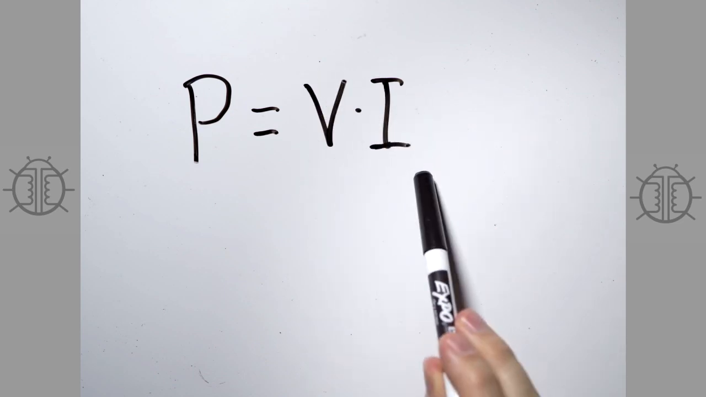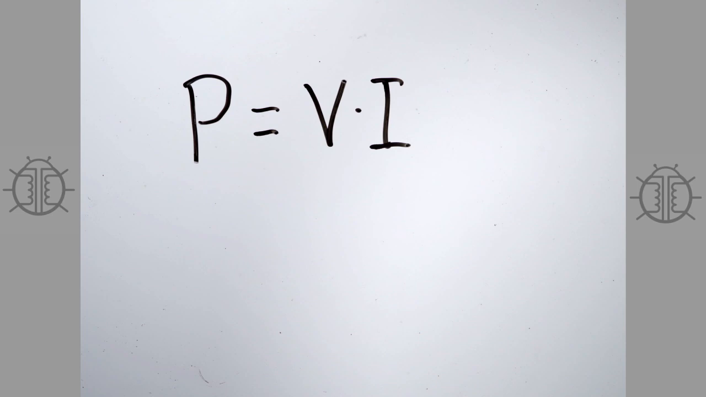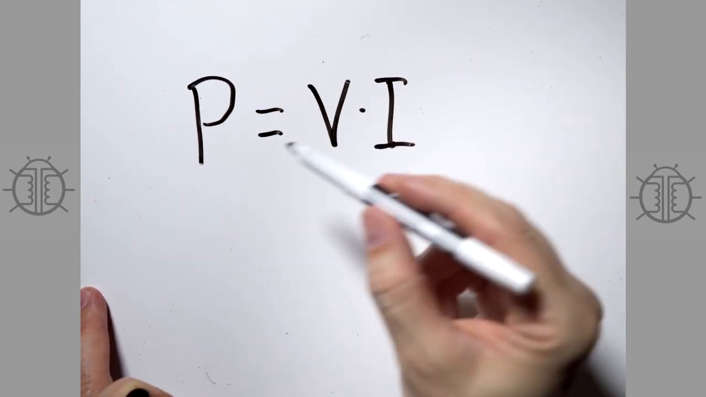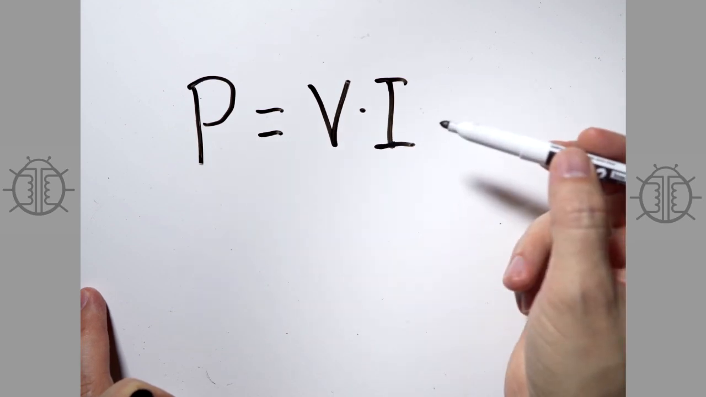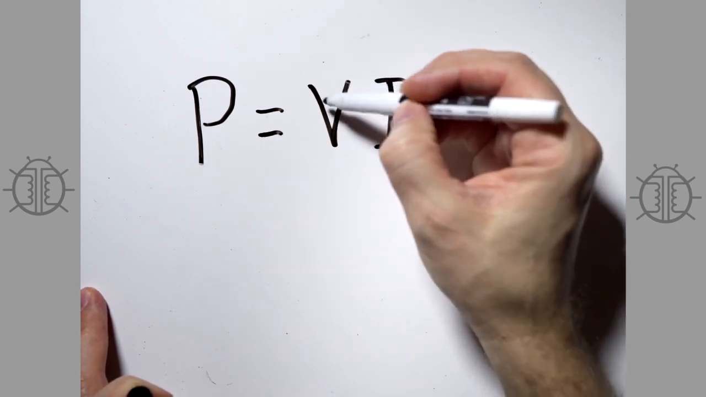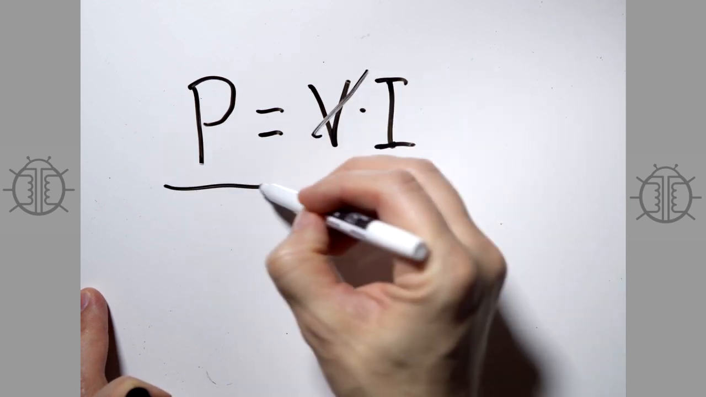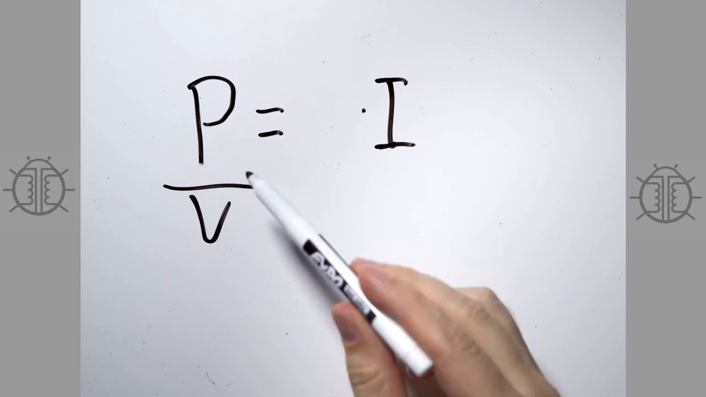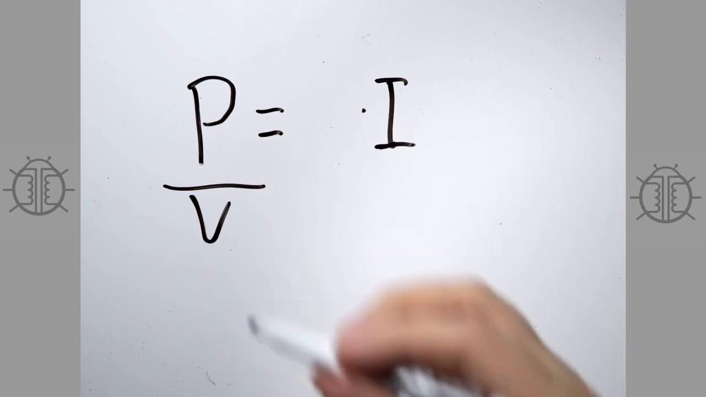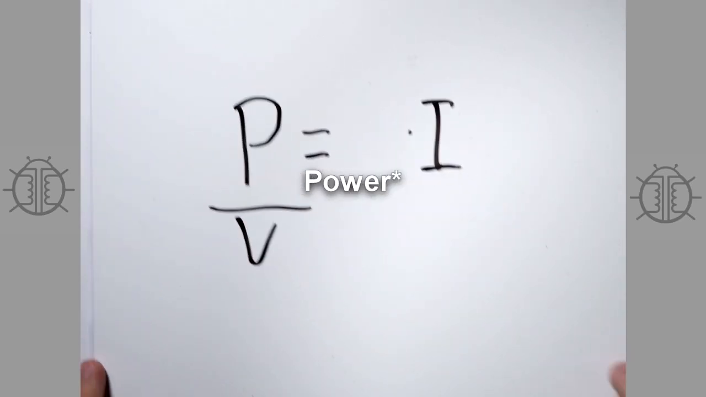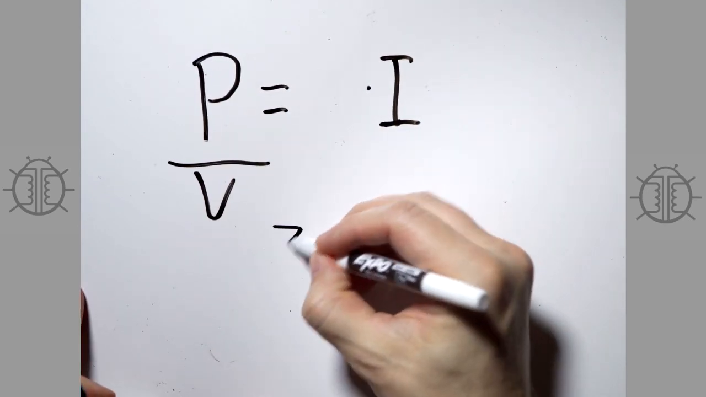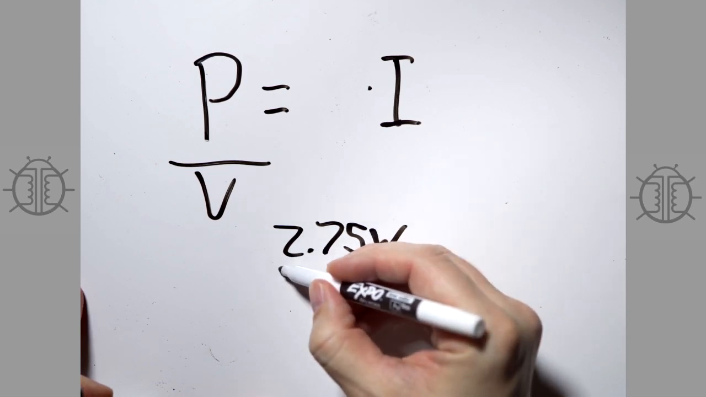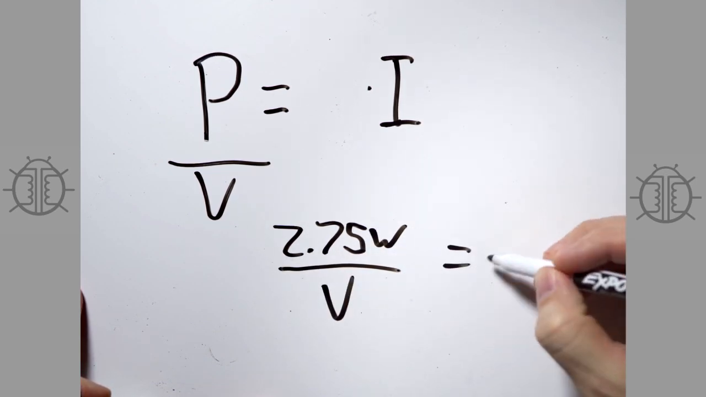You can take either of these variables here and you can divide power by either one. And so this time we're just going to go ahead and divide by volts, because that makes it easy. So we'll cross this out and divide by volts over here, and we get power divided by volts equals current. And so we know that our power we're shooting for is 2.75 watts, and so 2.75 watts divided by our voltage is going to equal our current.